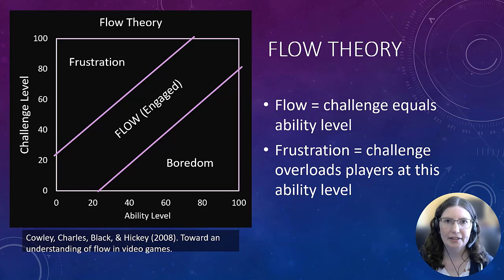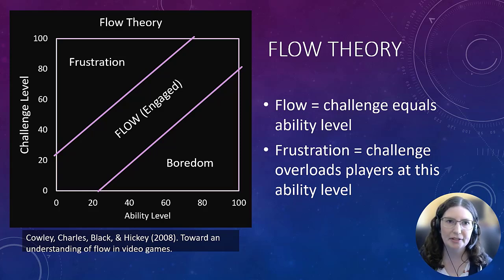On the screen is a version of a classic flow theory diagram with ability level on one axis and challenge level on the other. Flow theory talks about an optimal level of engagement where the player's ability level matches the challenge level of the game, represented by the middle area on the graph. The other quadrants are labeled boredom and frustration.